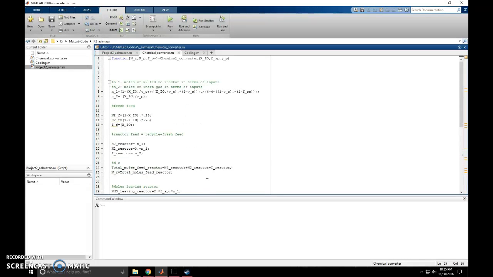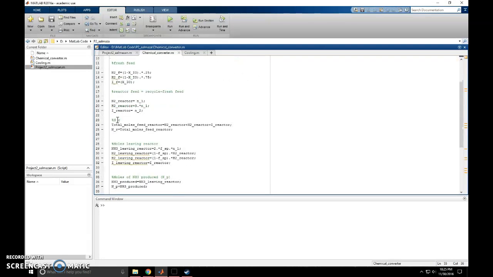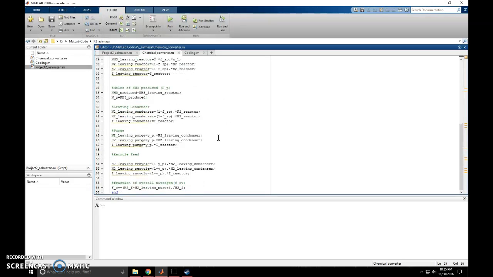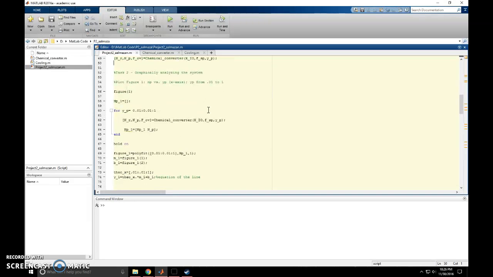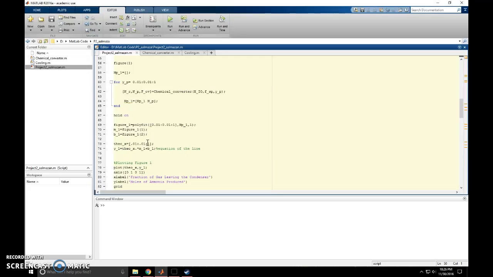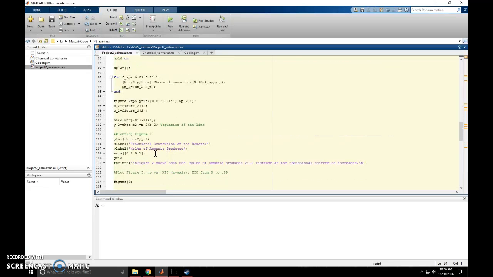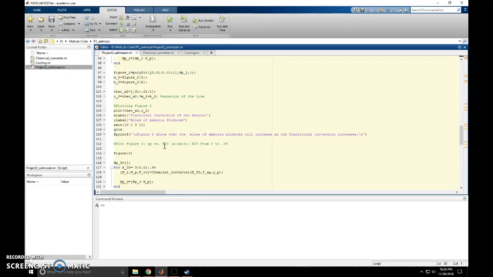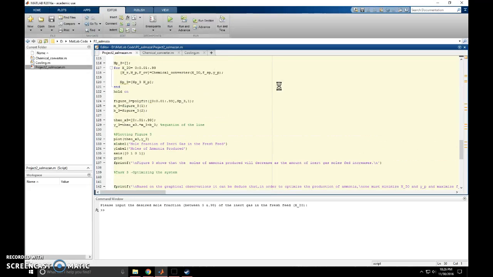So basically, we run our script, we input these 3, and it's going to output the total moles fed to the reactor, moles of ammonia produced, and the overall fractional conversion of nitrogen. From there, task 2 is going to graph the relationships that we set, and we analyze these relationships and determine in task 3 which independent variables we maximize and which we minimize to optimize the production of ammonia. So I'll run that for you.